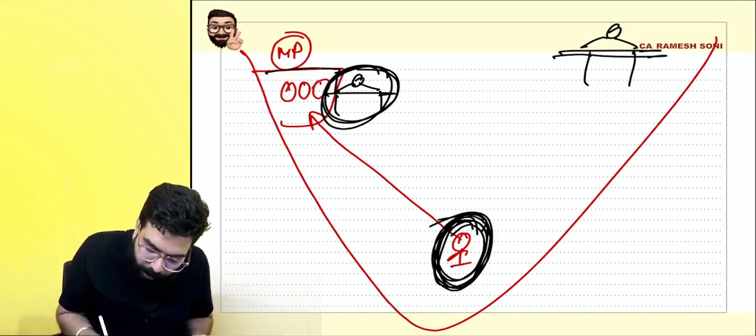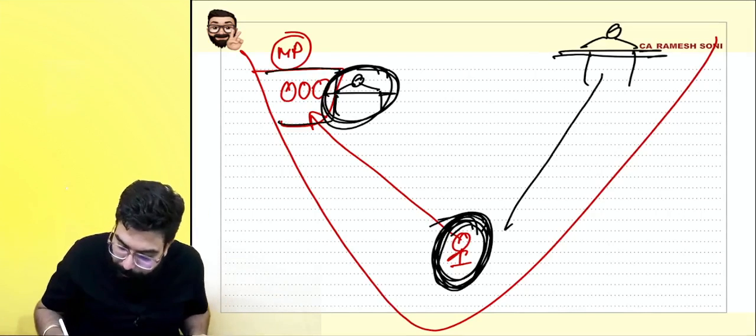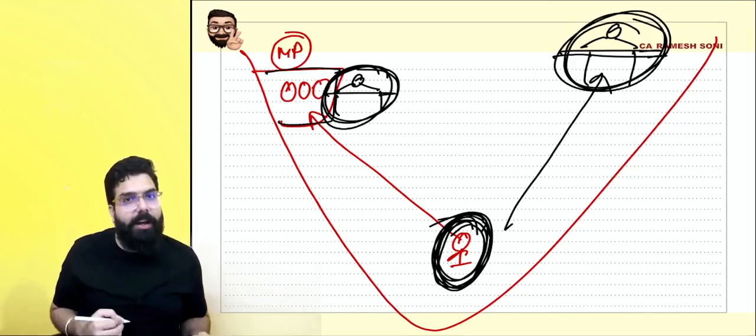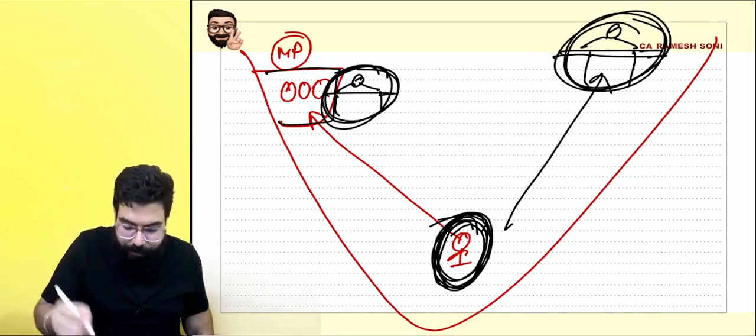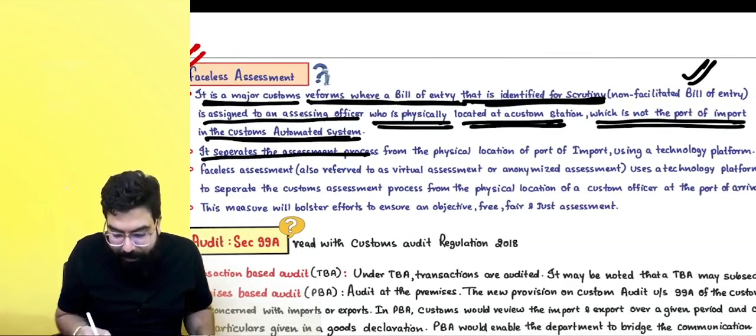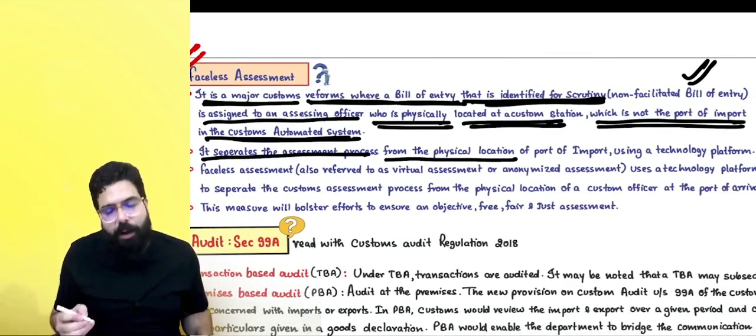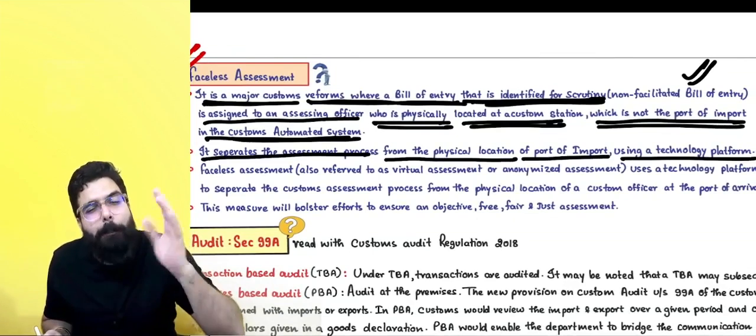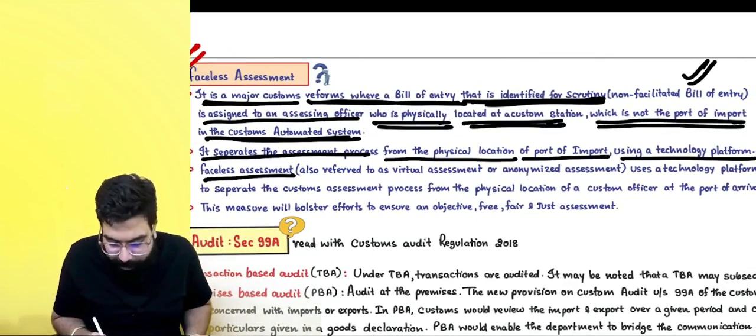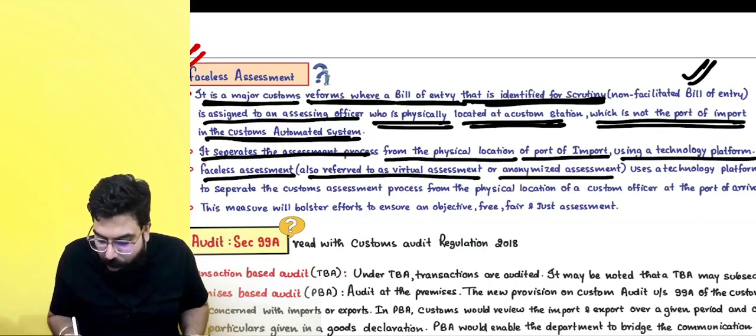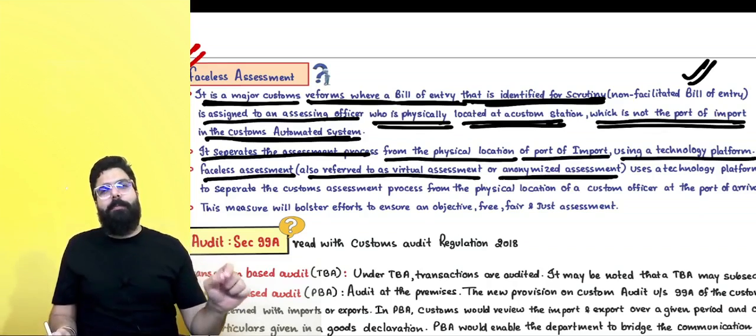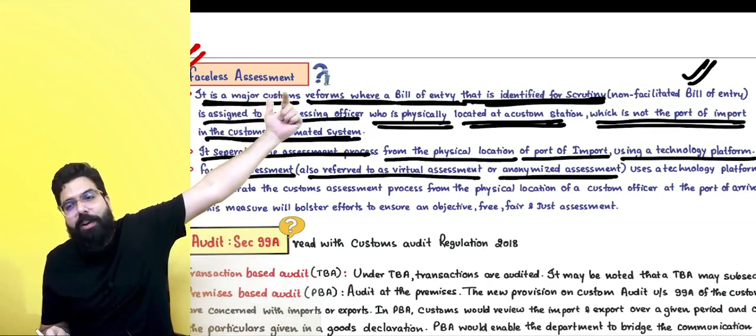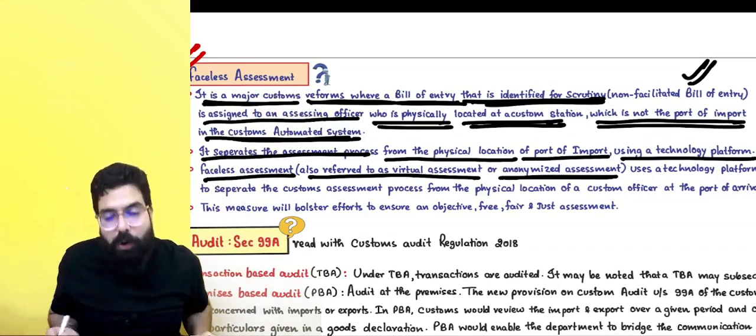My port of import is the Mumbai port, but my bill of entry will be allotted to this officer and virtual assessment will happen. It separates assessment process from the physical location of the port of import using a technological platform. Basically, computer is used. Faceless assessment also refers to virtual assessment, or anonymized assessment, means me and the officer who is doing the assessment are not known to each other.